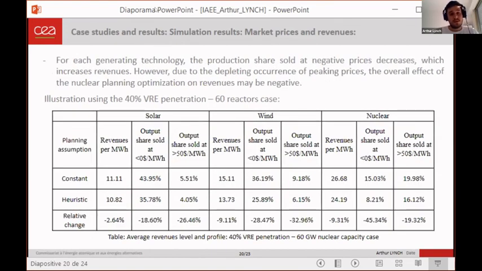If we look at technology revenue, we have the same result. In some of our 15 cases, technology revenues were increasing, and in some others they were decreasing. When we looked at the output share and at which price each technology output share was sold, we found that there was a depleting occurrence of output share of technology sold at negative price, but the benefit may be offset by decreasing output share sold at peaking price. And if we illustrate that also with the 40% variable renewable penetration and 60 reactor case, we see that for all technologies, the revenue does decrease mainly due to decreasing output share sold at peaking price.